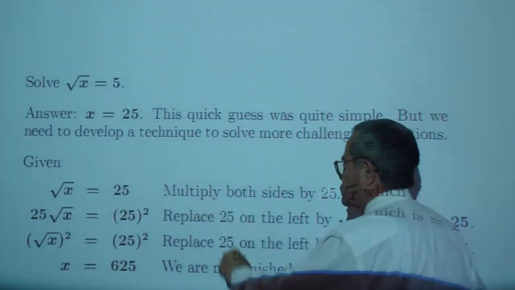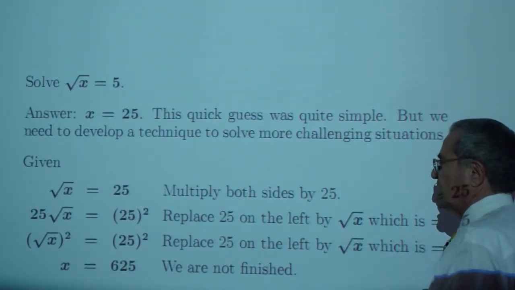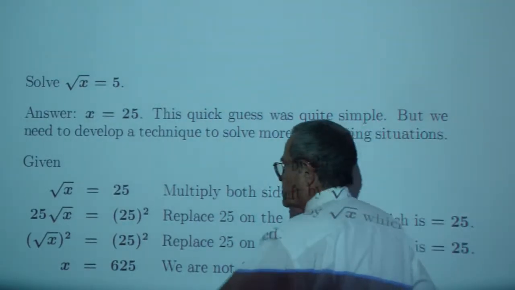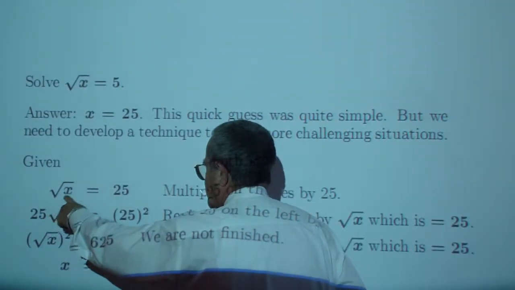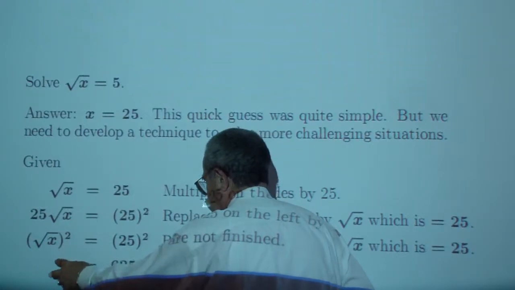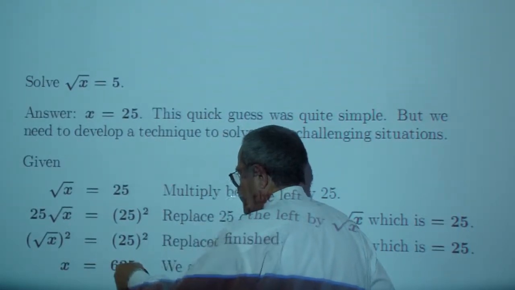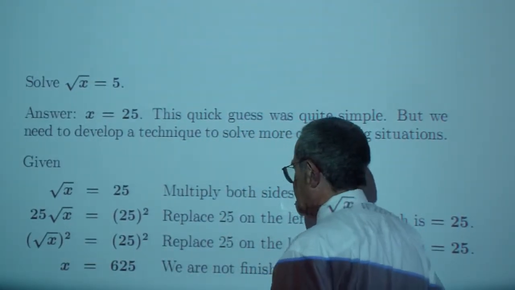Given square root of x, which is 5, square both sides. Replace the 25 by square root of x. You get square root of x squared, which is x. And x is 25.